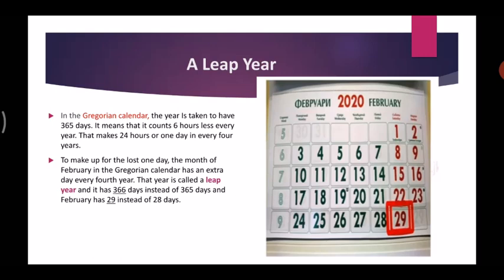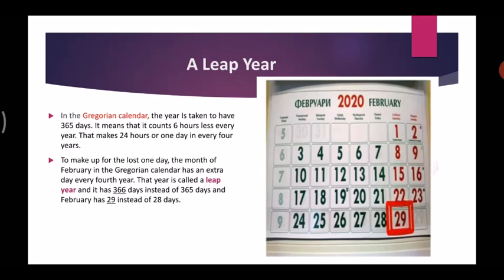Now, in the Gregorian calendar, the year is taken to have 365 days. How many days? 365 days. Now, we just learned that when the earth revolves around the sun, it is 1 year and the revolution takes 365 days and 6 hours. For the purpose of calculation, we do not take the 6 hours. It means that it comes 6 hours less every year.